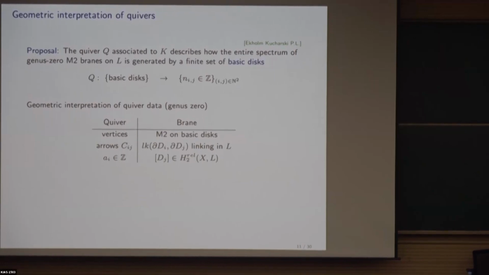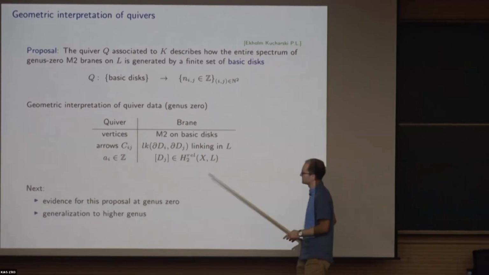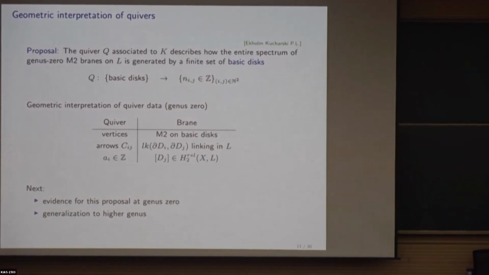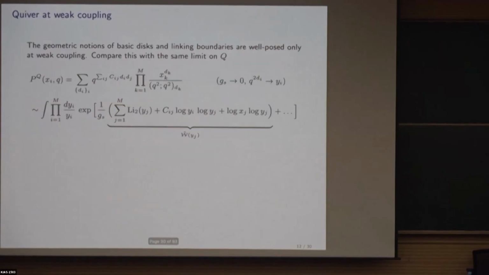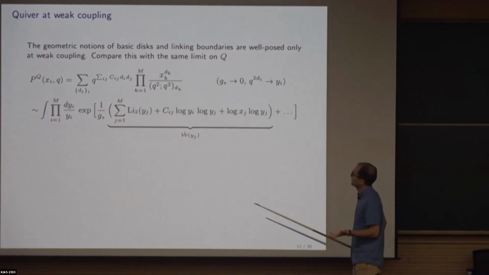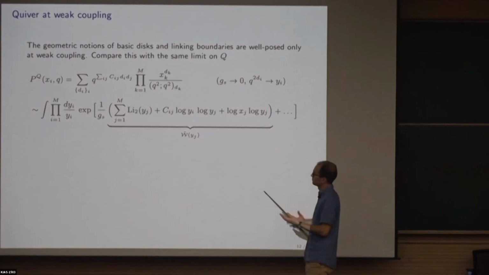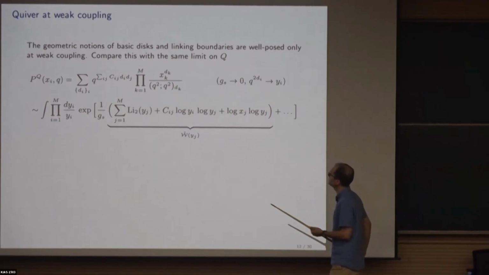So that's the proposal. What I'm going to do next is explain how this comes about, or provide evidence, and then I will explain how it generalizes to higher genus. So everything so far is very geometric. So we think of the brane and we think of disks, but these kinds of notions really make sense or are well under control only at weak coupling.